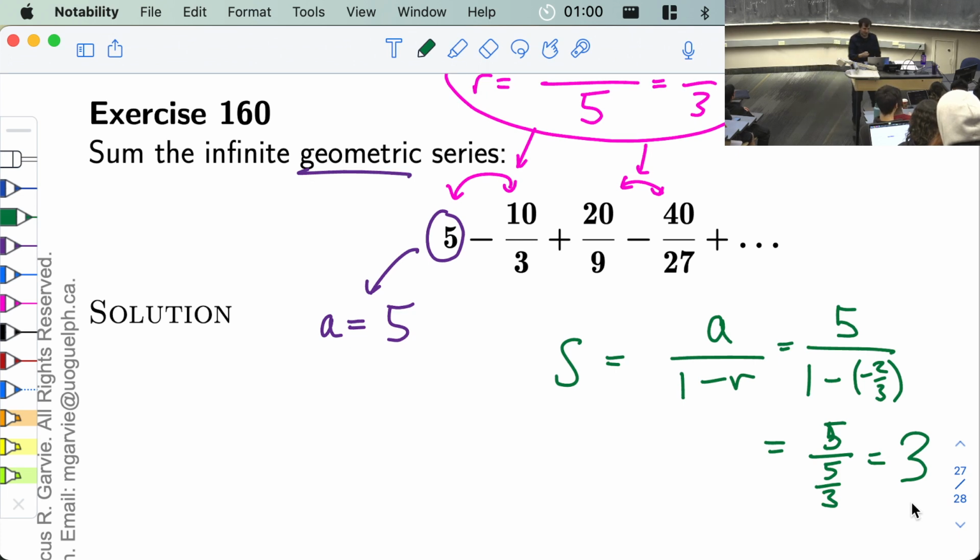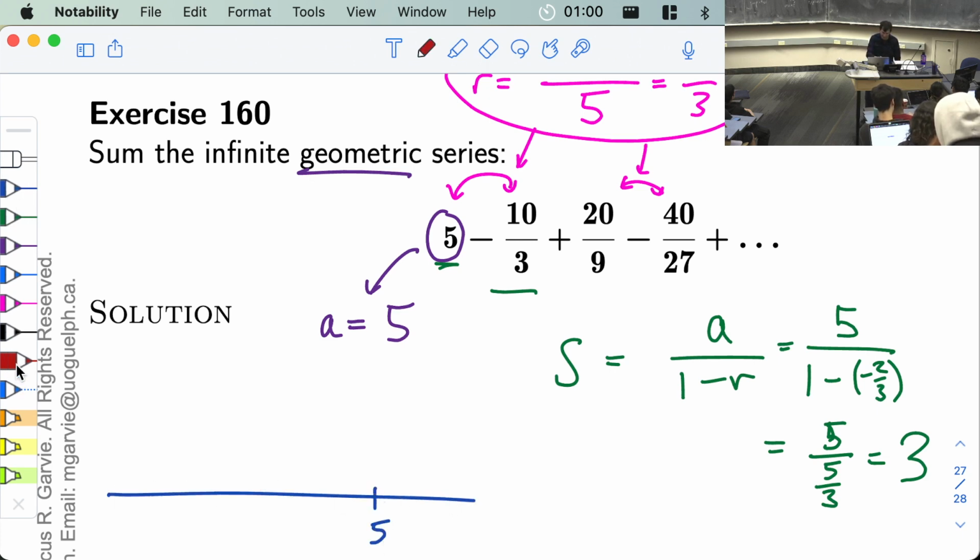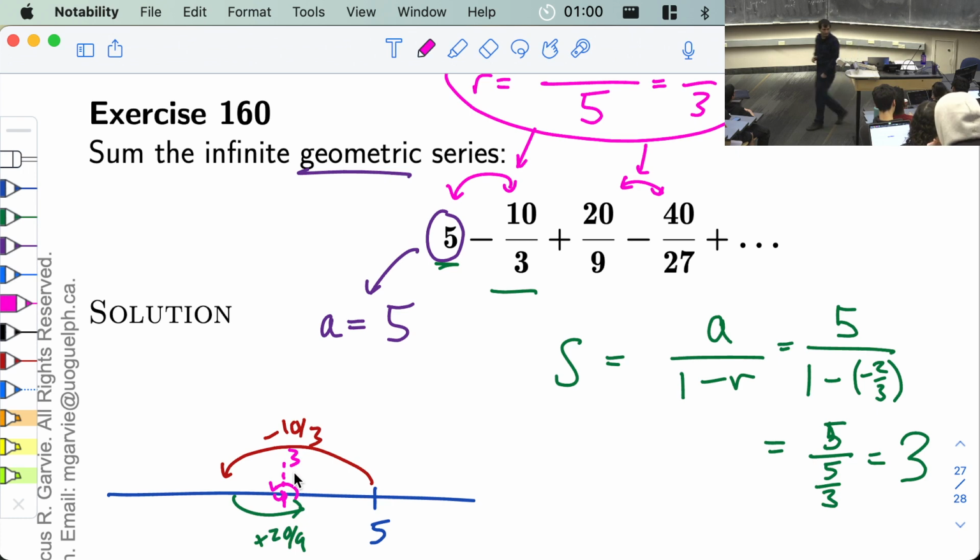Okay, why is the sum 3? It kind of makes sense. You started at 5, then you subtracted a bit. You subtracted a little bit more than 3, right? Negative 10 thirds is subtracting 3 and a bit. So now you're at like 2, then you added some back on, then you subtracted some. So you're going back and forth. On a number line, it would look like this: 5 minus 10 thirds, and then plus 20 over 9. And what the result is telling you is that after this plus-minus stuff, you settle down exactly at 3. 3 is the limit.